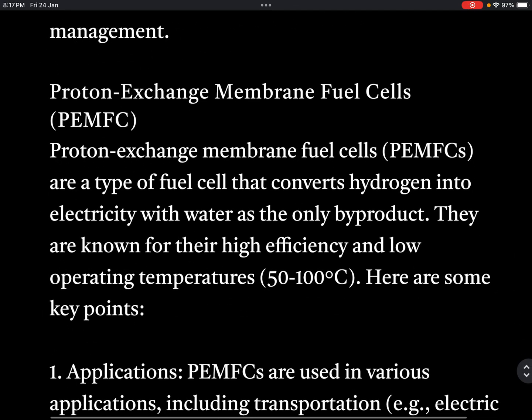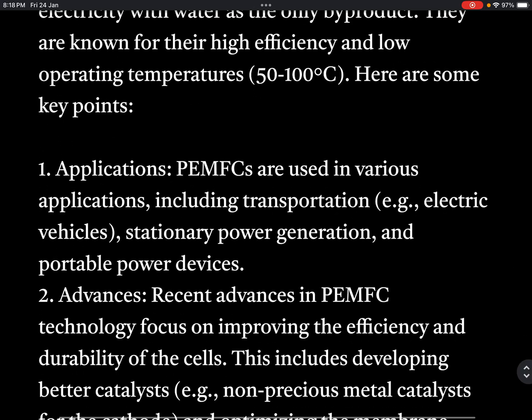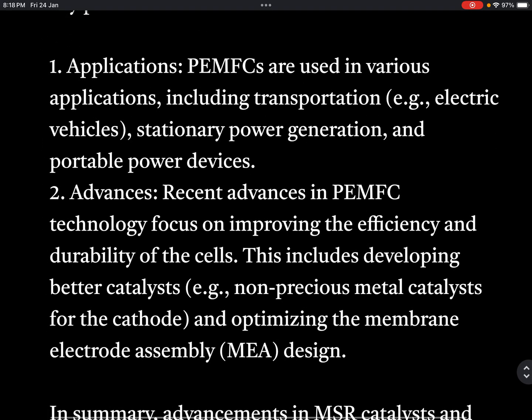Now the next point is proton-exchange membrane fuel cells. Proton-exchange membrane fuel cells are a type of fuel cell that converts hydrogen into electricity with water as the only byproduct. So it's a very good thing. They are known for their high efficiency and low operating temperature, that's between 50 to 100 degrees Celsius.